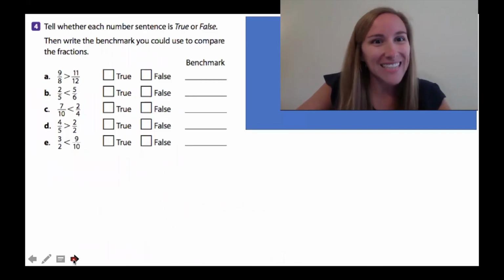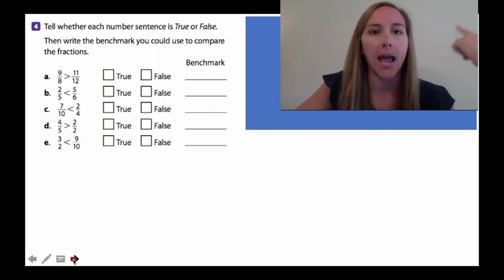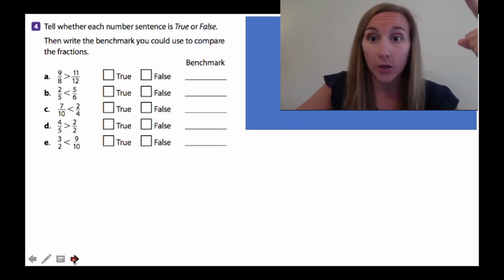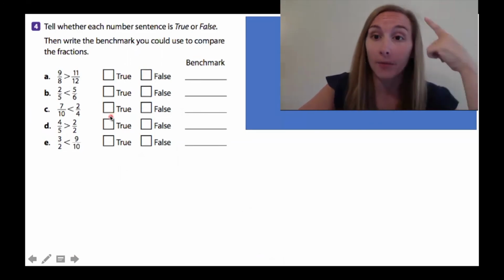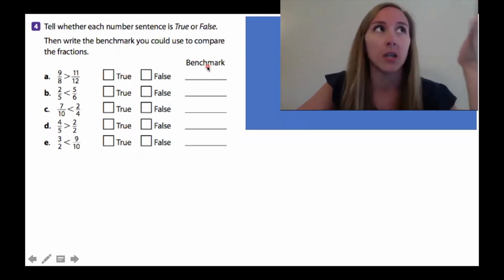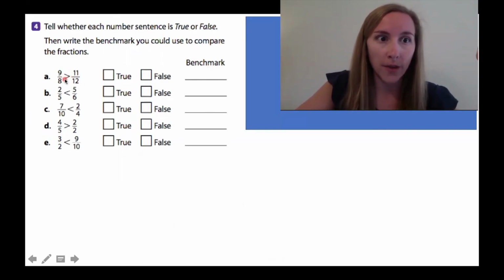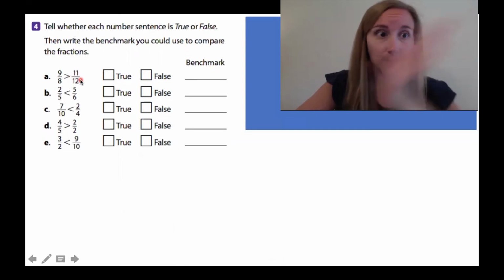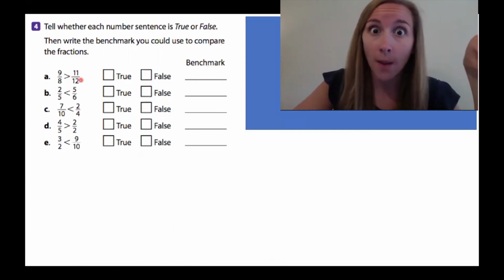All right, last thing, I love this one too. Really thinking about that justification, that explanation. So we're going to think true or false. Now I don't want to just check, and look, it looks true. I really want you to challenge yourself to think about what benchmark fraction I could use to compare these fractions. So 9/8 is greater than 11 over 12. 9/8, did you notice? Your numerator is bigger than your denominator.